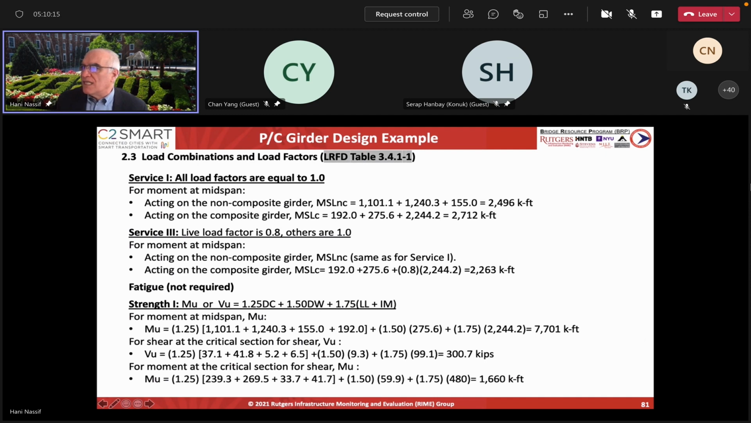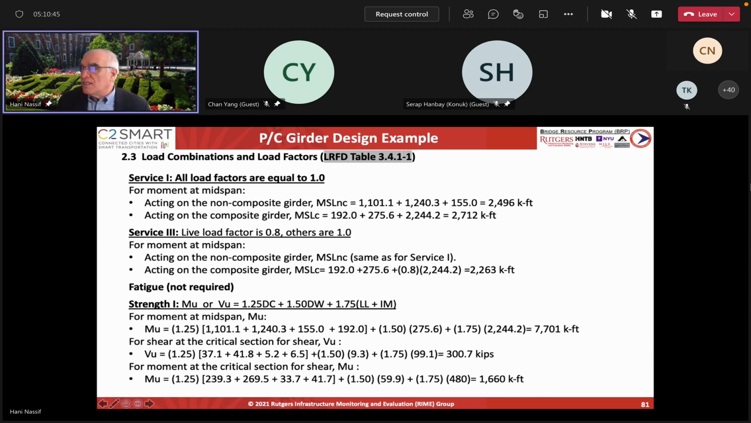These are for the moment at midspan. These are the moments acting on the non-composite girder and the composite girder. You do the same thing for service 3. However, the live load factor here is 0.8. I explained that the reason is that we will be using the losses, not the refined losses, but without the elastic gain. So you would have to stick to 0.8, okay?